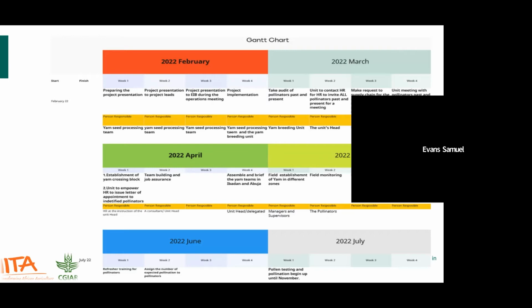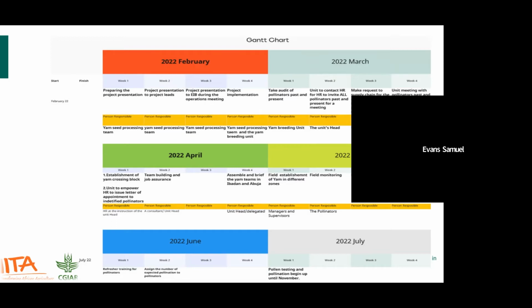So we move on to the Gantt chart, which is one of the tools that we learn in continuous improvement. This chart helps us to know when to do what and who is going to be responsible. So in this project, we will start in February. Of course, we've started already in preparing the project presentation. That is gone. Then we presented the project to the EIB during the operational meeting. That's what we are doing right now. Then in week 4 of this month, we hope to see the project's implementation commencing.